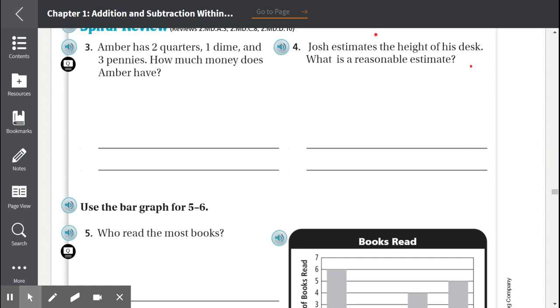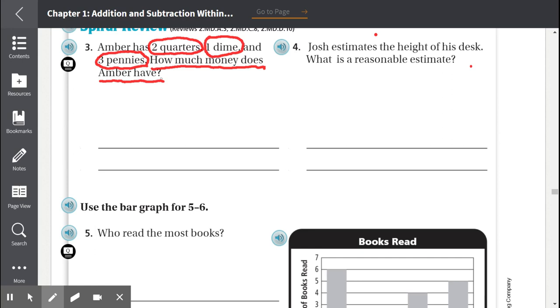So she has 2 quarters, 1 dime, and 3 pennies. Now we underline the question because the question tells us what to do. How much money does Amber have? So we know that she has 2 quarters, 1 dime, and 3 pennies.